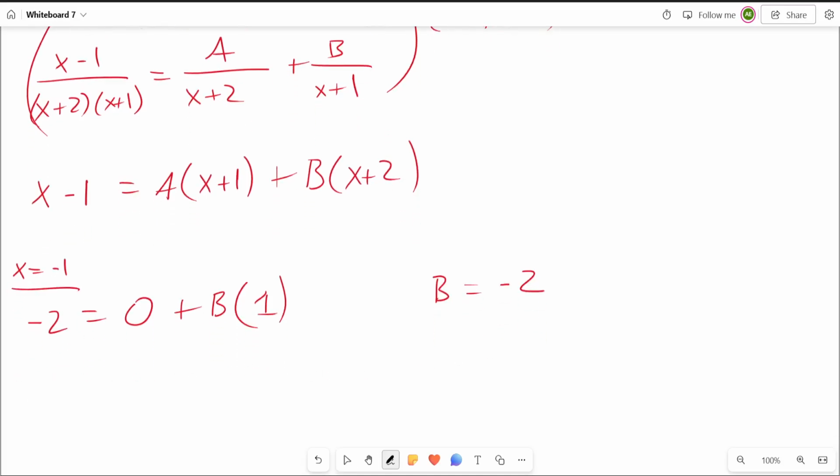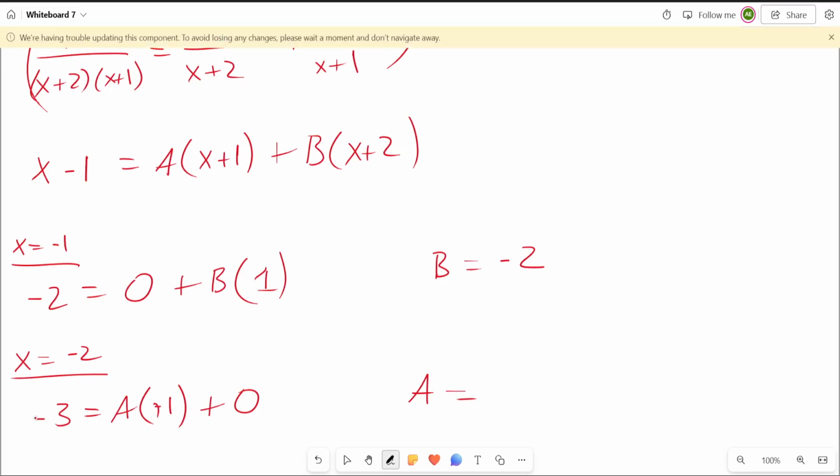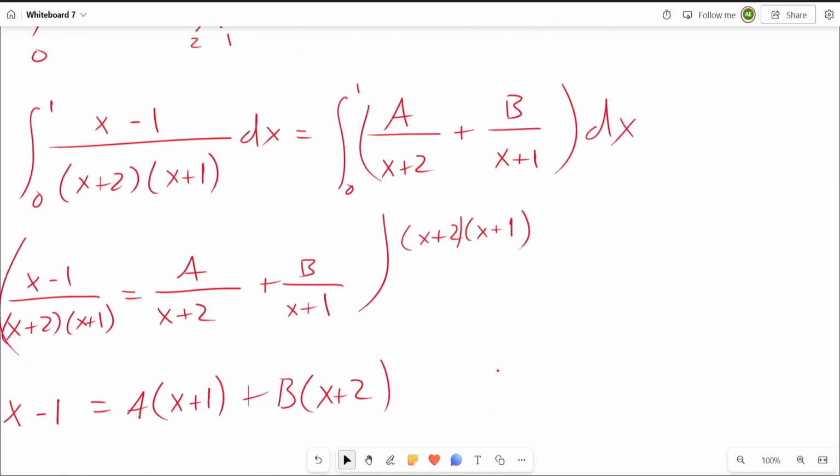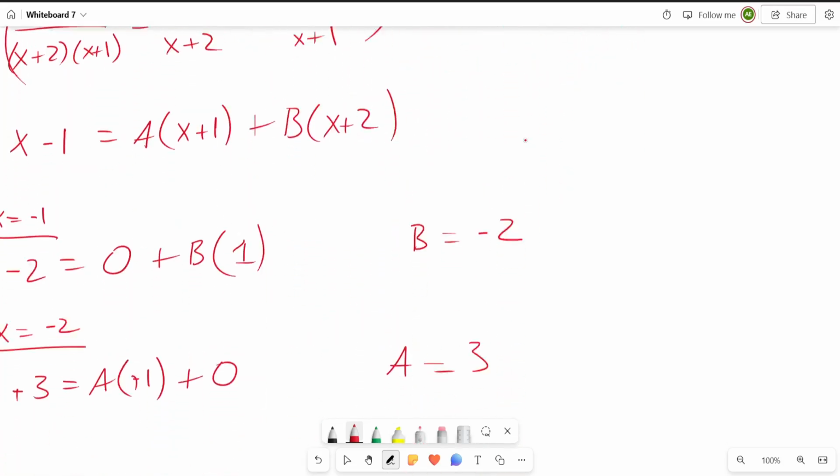Again, if I substitute x equals minus 2, I will make this whole term go to 0, and that will help me find a. So minus 2 minus 1, that is minus 3, equals a times minus 2 plus 1, which is minus 1, and then plus this term, which is 0 because minus 2 plus 2 is 0. So this gives me an a value of 3. Now I can rewrite this integration with a equals 3 and b equals minus 2. Okay, and now I'm ready to integrate.